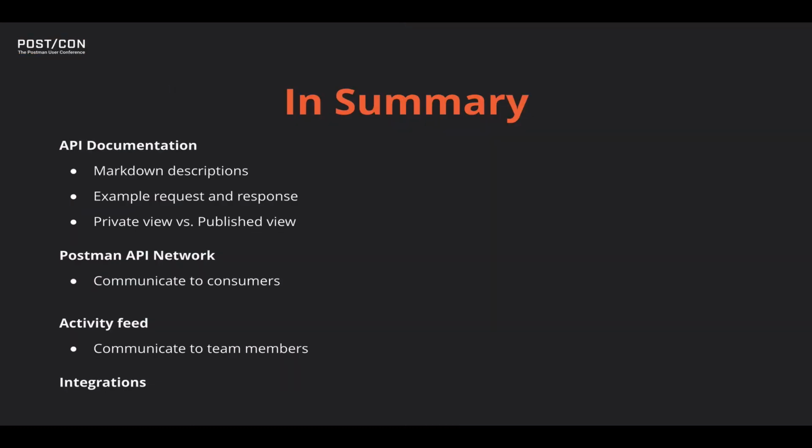And in summary, when we're talking about communication in Postman, we're referring to API documentation. It's a very robust feature that we've seen a lot of adoption with. There's a private view for your team or yourself to access, and there's also a published view for external partners. The Postman API network is a way to make your API discoverable and easily importable into the Postman app. And there's activity feeds and integrations that allow you to keep tabs on the activities that are going on with your collections.